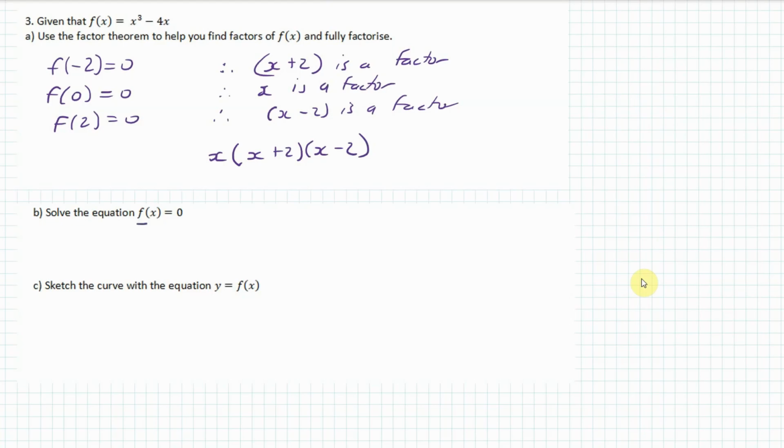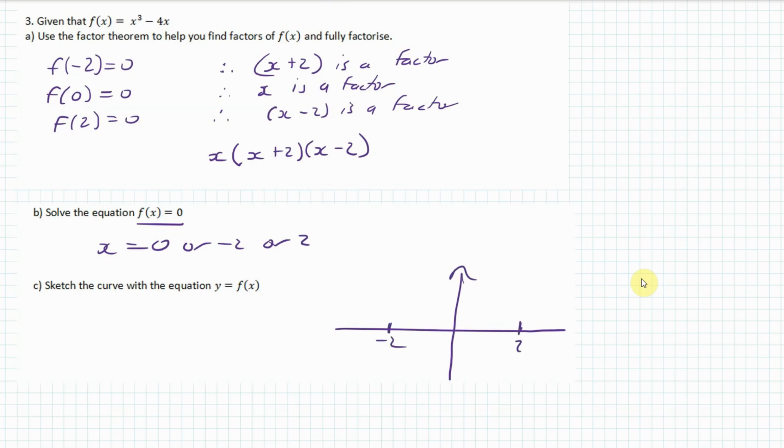Now we can solve the equation. Well, x equals 0 or minus 2 or 2. We found that out in the previous question, and we can sketch the equation of the curve. So here's our y-axis. We've got a crossing point here at minus 2, one at 2, and one here at 0. We've just got to look at the shape. We can tell that from the input that we did into our calculators. It starts off very negative, and then it comes down and around here and out like that. So that is the sketch of our curve.